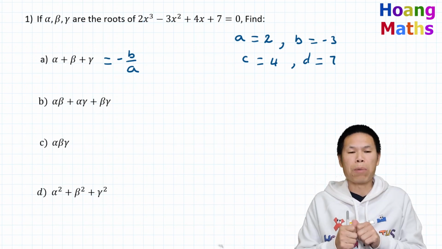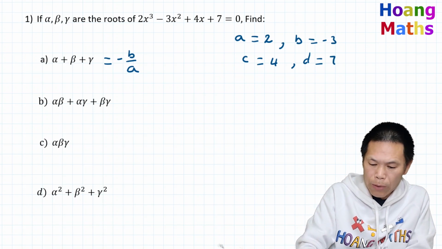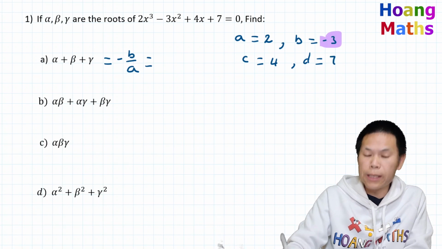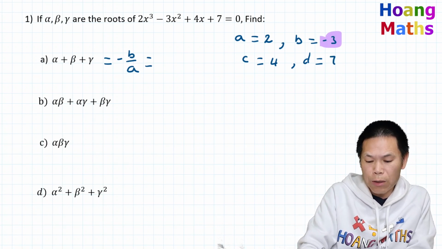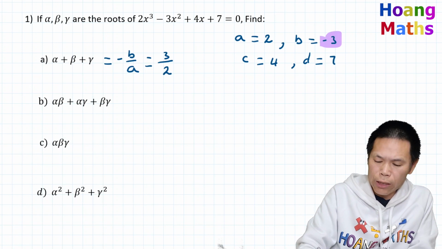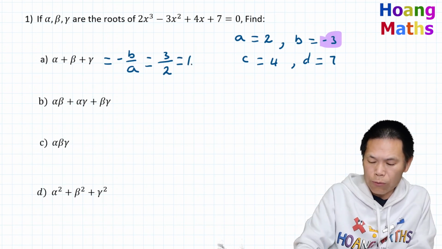So now we just apply the rule. Negative b over a, so that will give me, I just write equal here. So negative b, where b is negative 3, so negative of negative 3 gives me positive 3, and over a is 2. So there you go. You can just write 1.5. Doesn't really matter, so I just write 1.5.